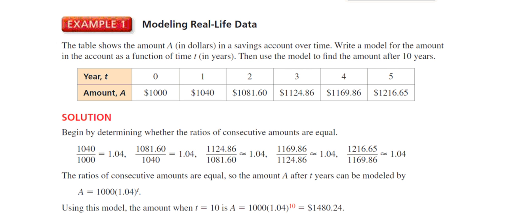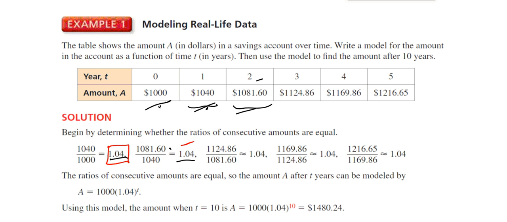So a classic example here is dealing with money in a savings account. If we look at this account and we have the amount of money after each year that it's been in the savings account, we can take successive values to see what kind of interest it's creating. So 1040 divided by 1,000, we get 1.04. 1081.6 divided by 1040, we get 1.04. So notice the pattern emerging.